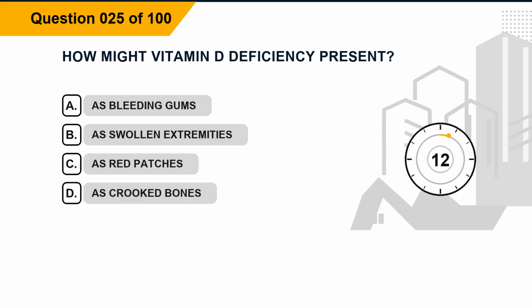Question 25. How might vitamin D deficiency present? Option A, as bleeding gums. Option B, as swollen extremities. Option C, as red patches.